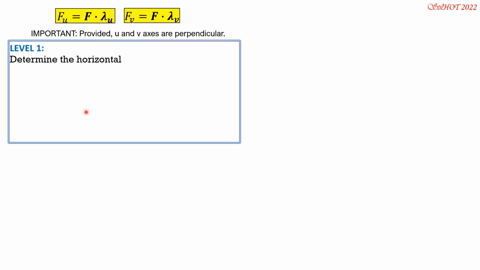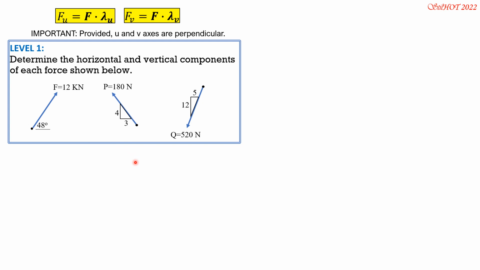So level 1 problem: determine the horizontal and vertical components of each force shown below. So we have three forces here. This is level 1, very simple. From the figure, F horizontal is going to the right, so a rightward component, and it is equal to hypotenuse F cosine of 48. So FH is 12 cosine 48. So FH is 8.030 kilonewtons rightward.